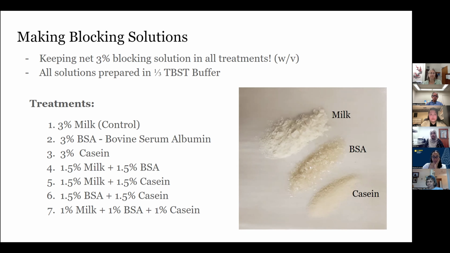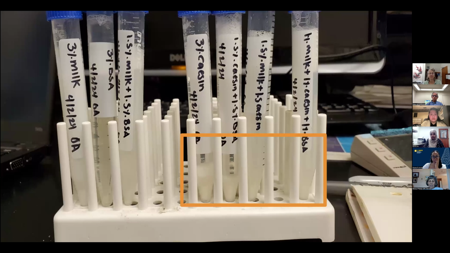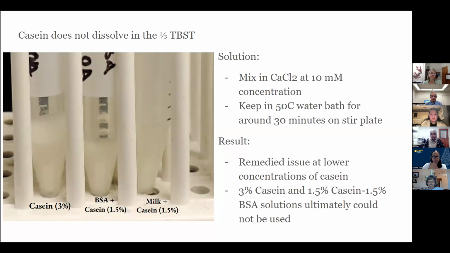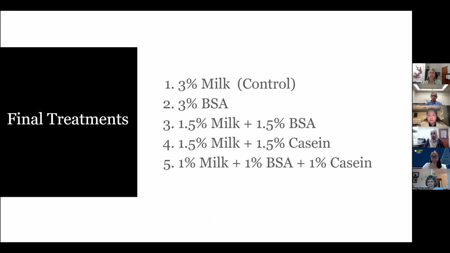So overall, I kept a net blocking solution of 3% weight by volume. And all of these treatments were made in 1/3 TBST buffer. So these were my buffers when I made them. And as you may have noticed, some of them actually did not fully dissolve, and those were the treatments that contained casein. In order to try to fix this, I mixed in calcium chloride at a 10 millimolar concentration and put these buffers in a warm water bath for 30 minutes. That helped the casein dissolve at lower concentrations, but there were still some treatments that I ultimately could not use. And so these were my final treatments.